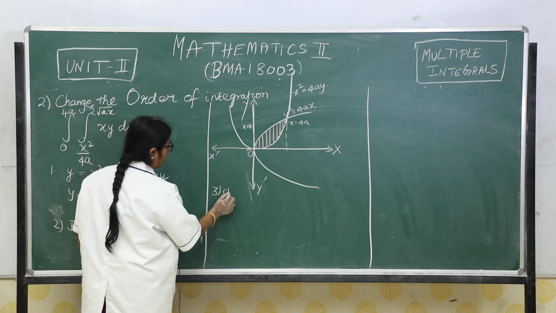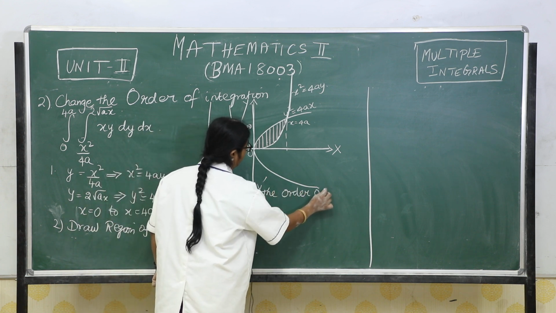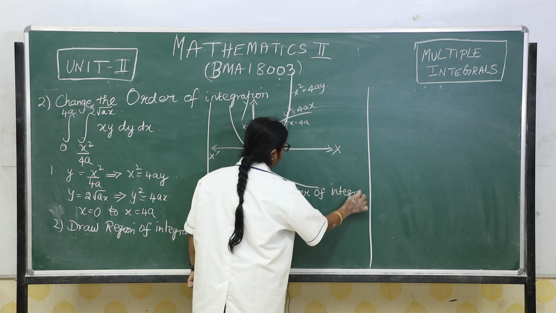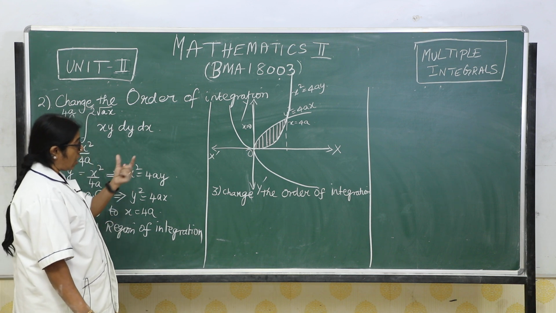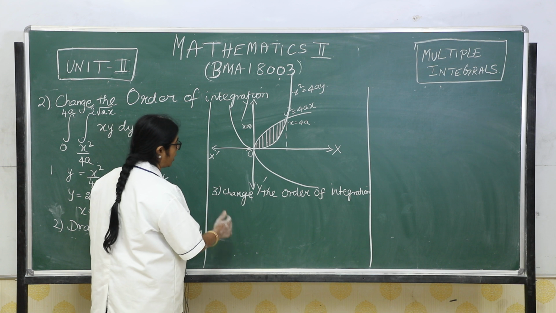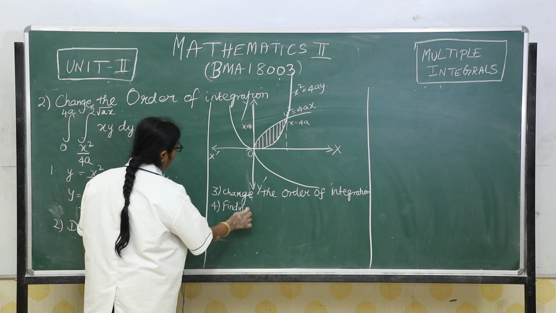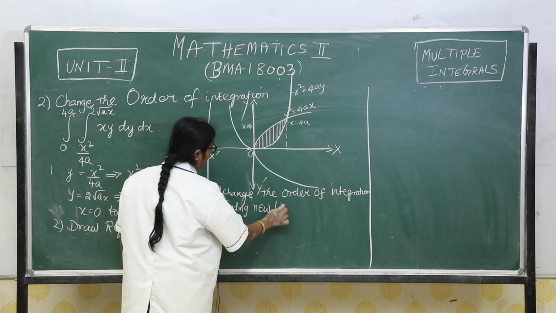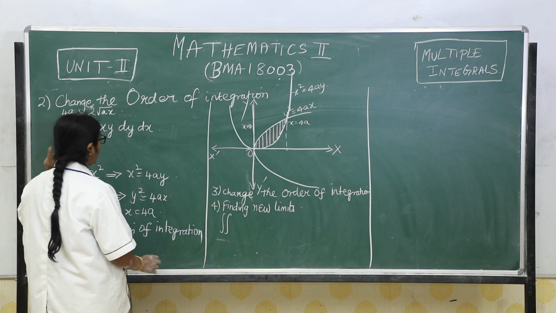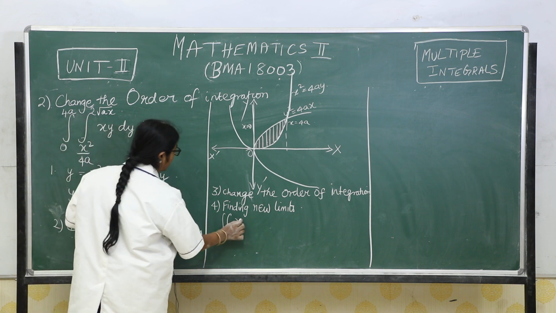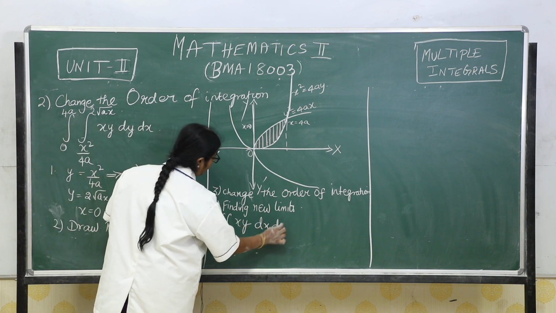Step 3, change the order of integration. From the given integration, you will have to find out the region and draw the region of integration, after which comes changing the order of integration. Now, a very important step is finding the new limits. Now, I will change the order of integration, double integral. I am not going to substitute the limits now. xy, instead of dy dx, I have changed the order, dx dy.